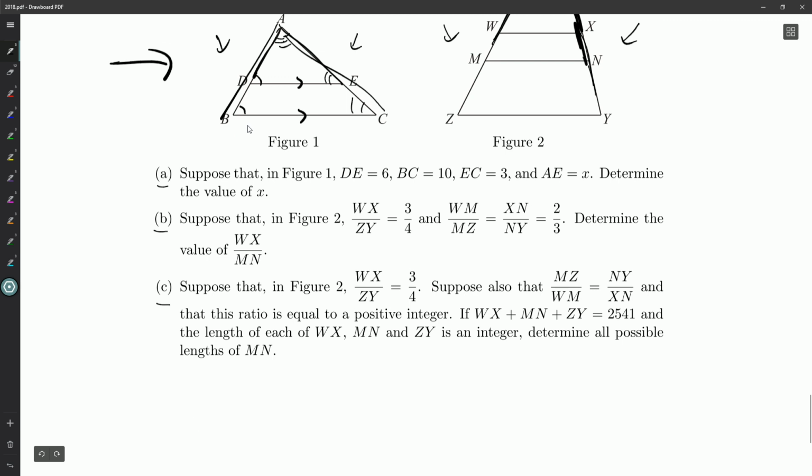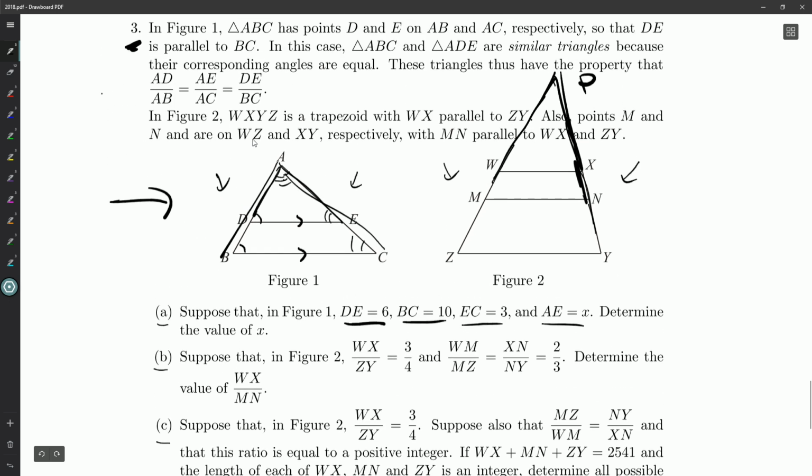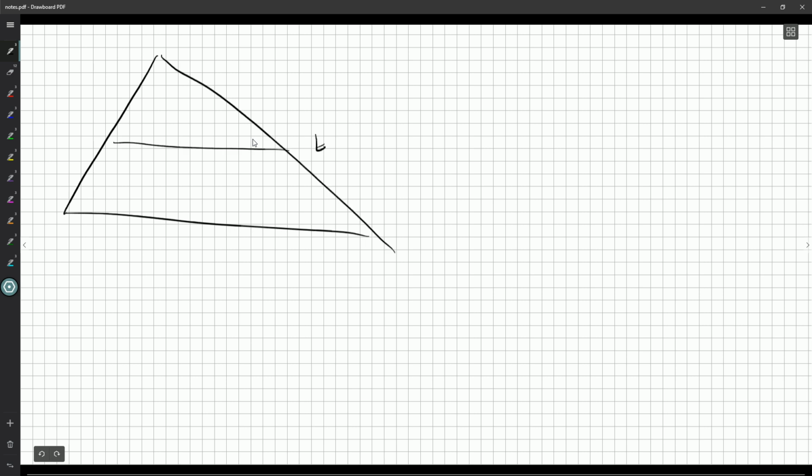A part: suppose that in Figure 1, DE is 6, BC is 10, EC is 3, and AE is X. Determine the value of X. Well, we know the ratio of DE and BC should be the same as AE, which we don't know, and AC, which we aren't given. But we do know EC. So I'm going to copy the picture really quickly. AE is X. We know we got a 3 down here.